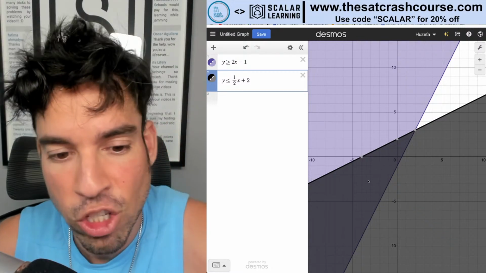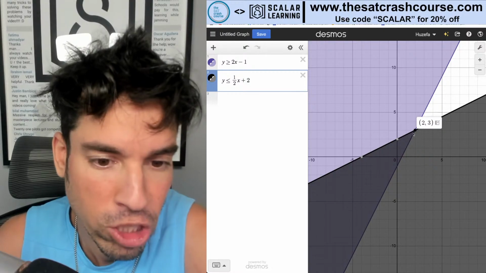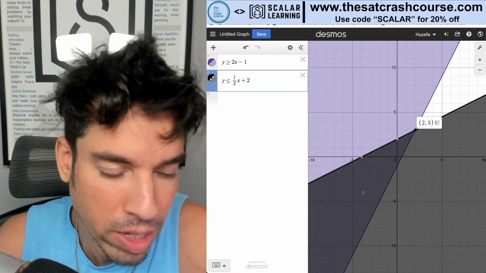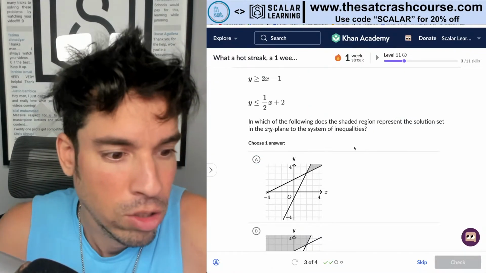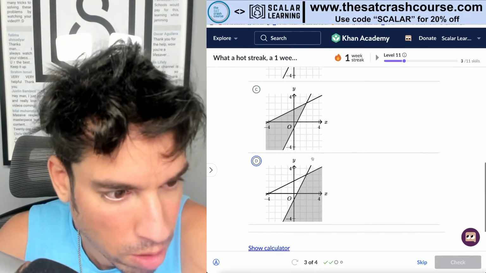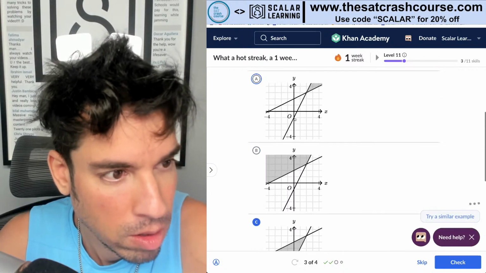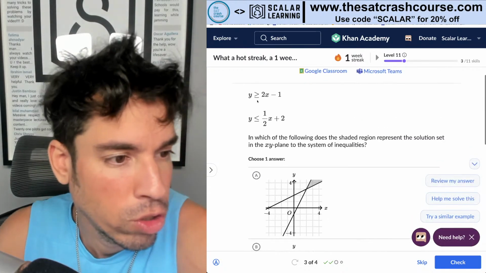So what's the solution set? It's the double shaded region. So it's down here. We should see an intersection point at 2, 3 and shaded down to the left. It's all the same intersection points, but it's this one. See? Down here. Is there any other way? Yeah, you can also verify it this way.